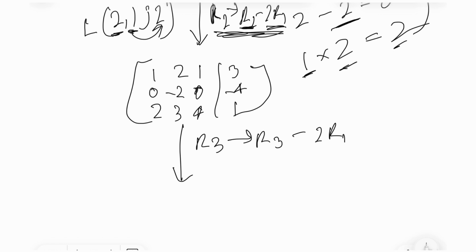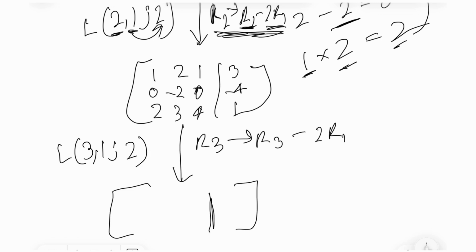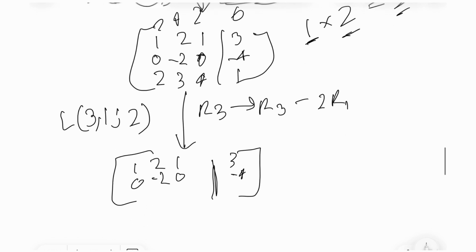Same thing. Multiply the first row by 2. Again, since we're going downwards, it's L. Multiply the first row by 2 again, which is 2, 4, 2, 6. Subtract it from here. So we get 1, 2, 1, 3. 0 minus 2, 0 minus 4. The last row becomes 2 minus 2, 0, 3 minus 4, minus 1, and 4 minus 2, 2. 1 minus 6, minus 5.